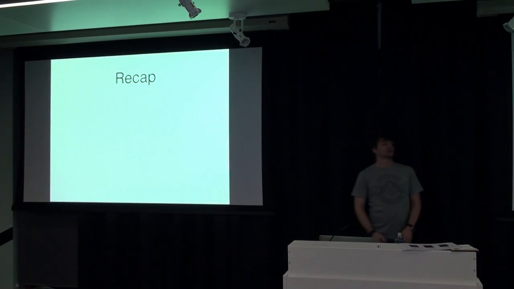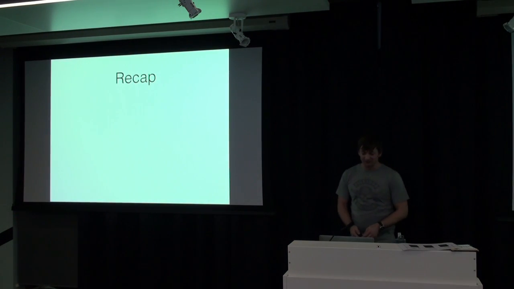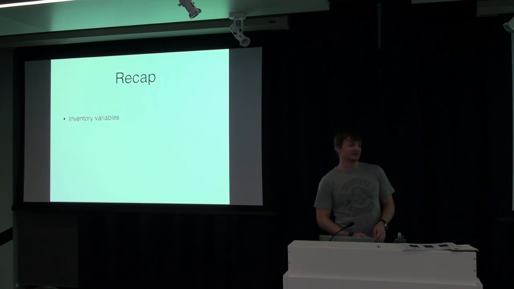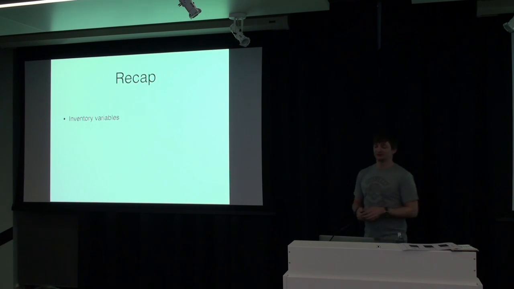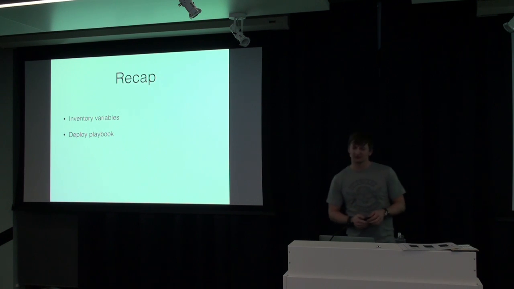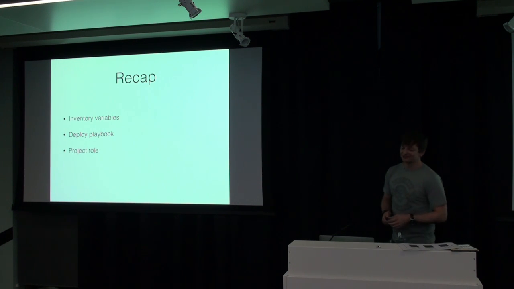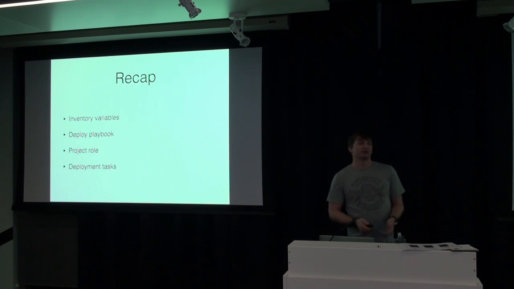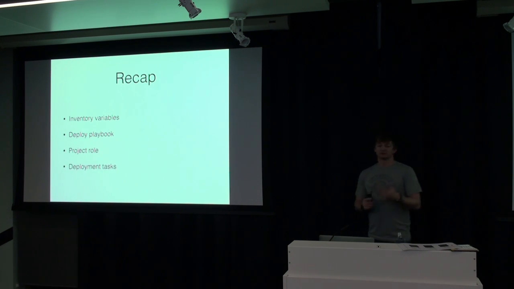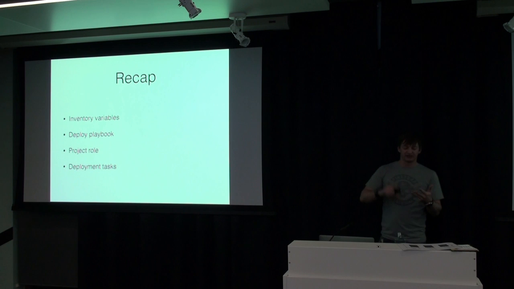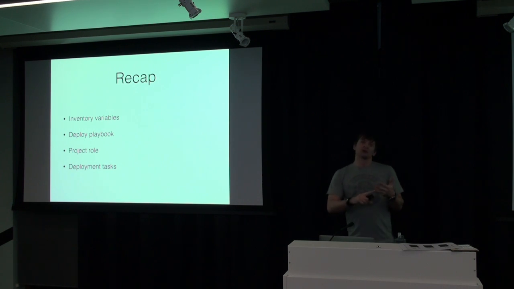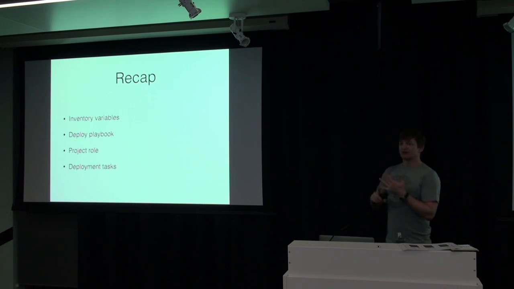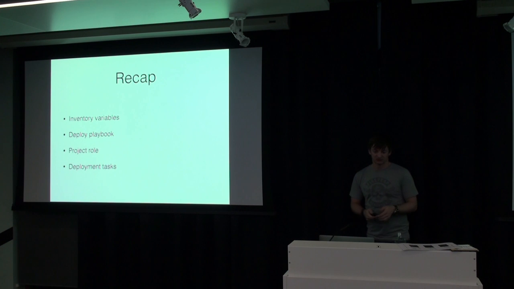So, small recap. We enhanced our inventories with some variables for our deployment. We created the deploy playbook. I think that was 2 lines of YAML. And we created the project role and added the deployment tasks. So, create the directory, copy the files, copy the Apache config, and activate the config.